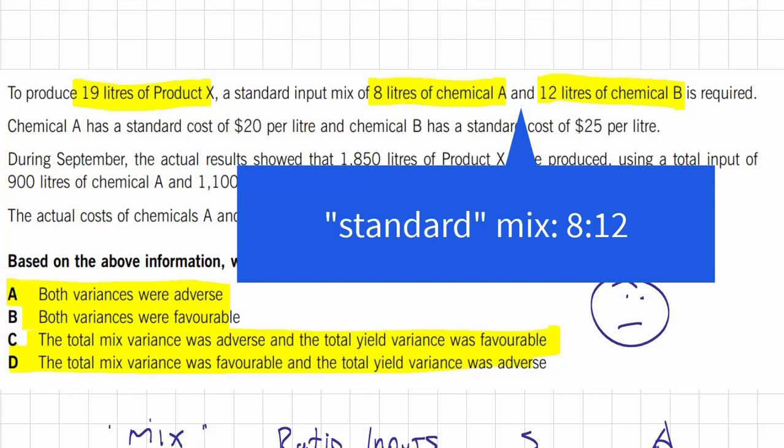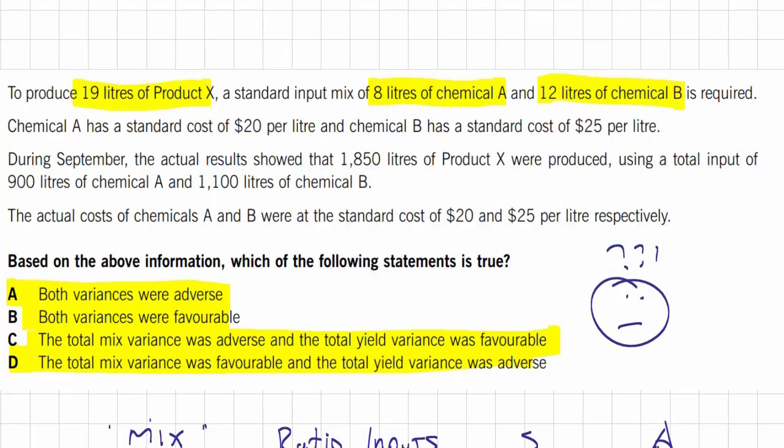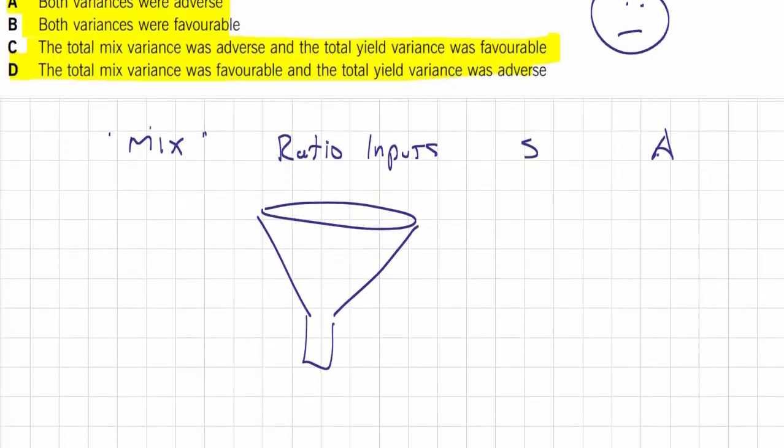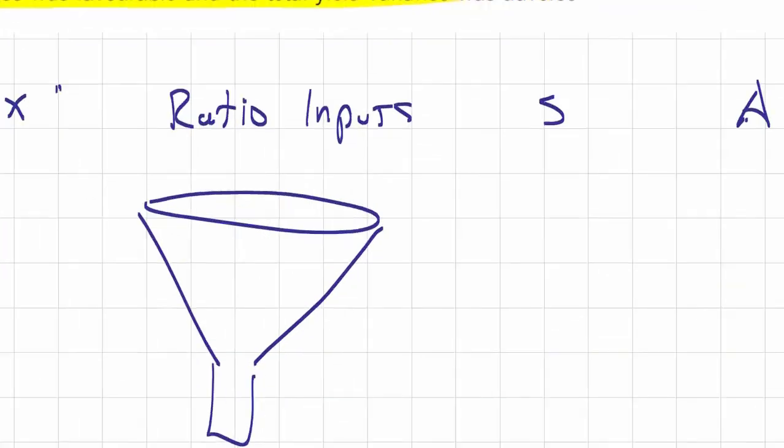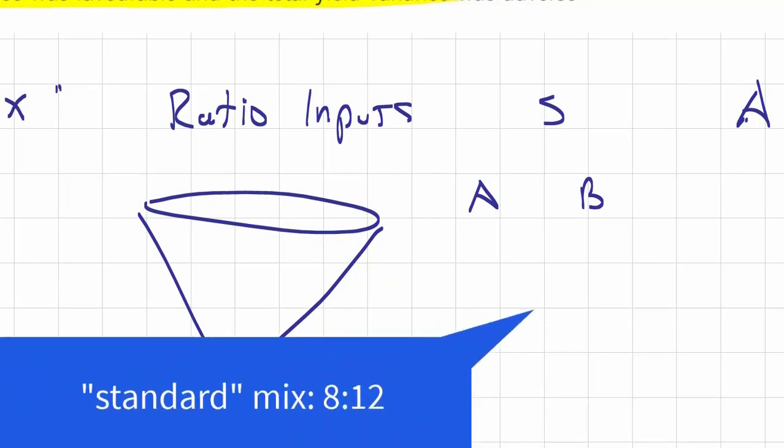Now, if we read the next sentence, we can identify which is the cheap, which is the expensive input. And chemical A costs 20 per liter. Chemical B costs 25. So check that out, everybody. That's the cheaper of the two. That's the expensive. Okay, let's come back down to this little table that we made. So we have standard A, B. Okay, that was 8 to 12. That's the cheap. That's the expensive.